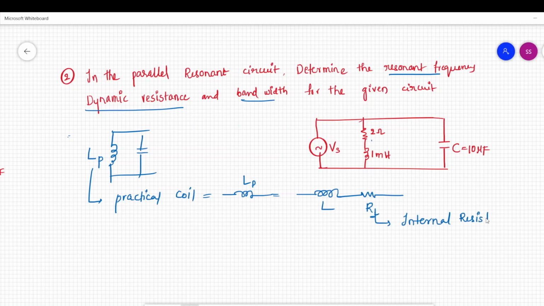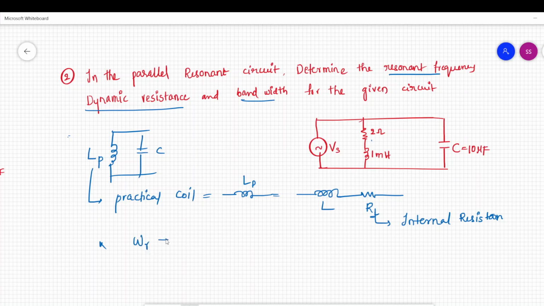That means a practical resistor and a capacitor are connected in parallel here. Okay, so we need to find the resonance frequency for this circuit. So let us try to find the expression for resonant frequency here. How can you find the expression for resonant frequency?